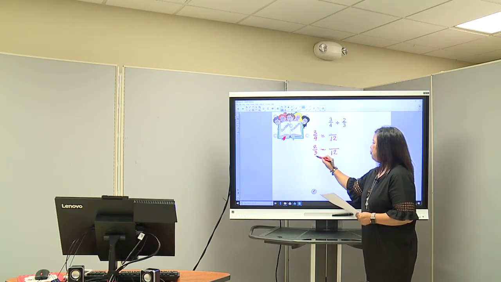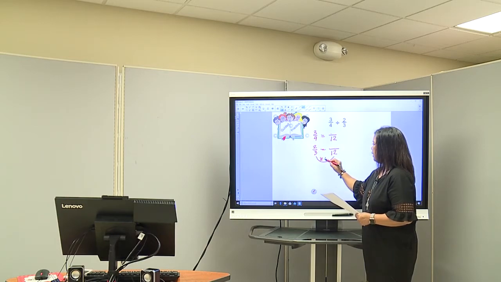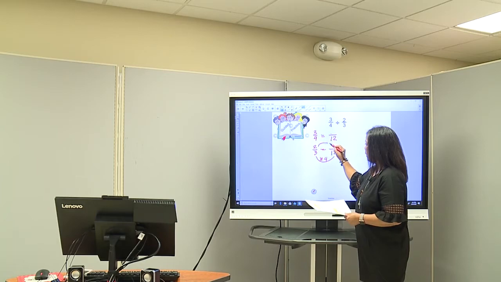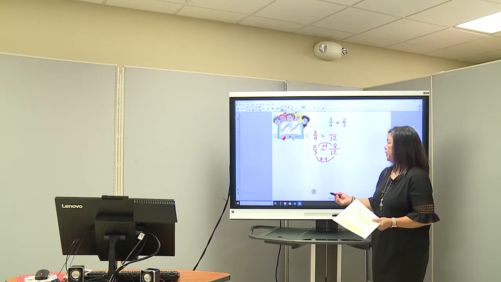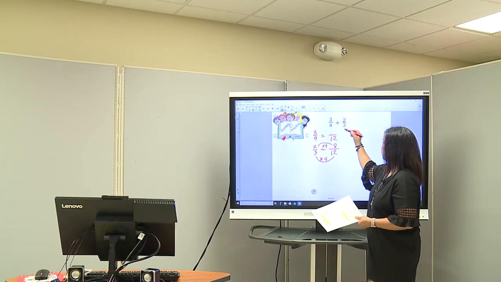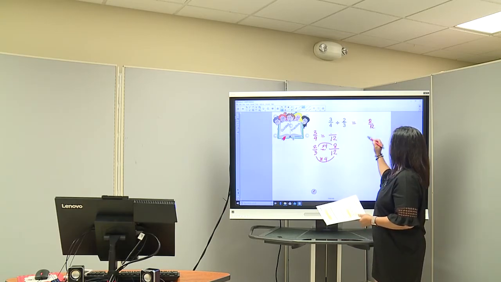What did I do to 3 to get a 12? 3 times 4. So I'm going to do the same thing with the top number or the numerator. 2 times 4 is 8. So what does that mean? 2/3 is equivalent to 8/12. My 2/3 right here is now 8/12.